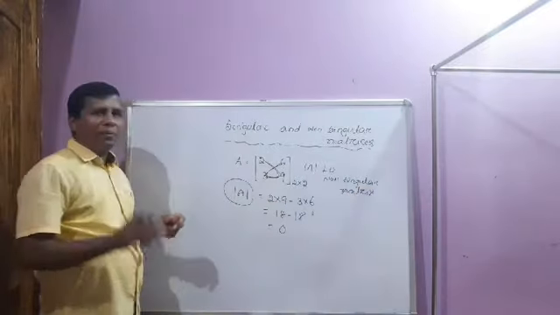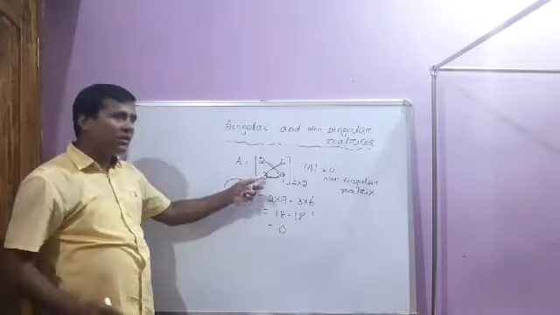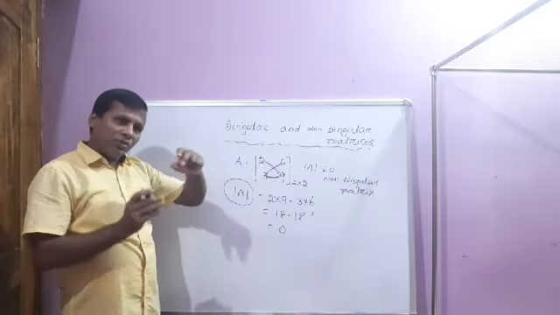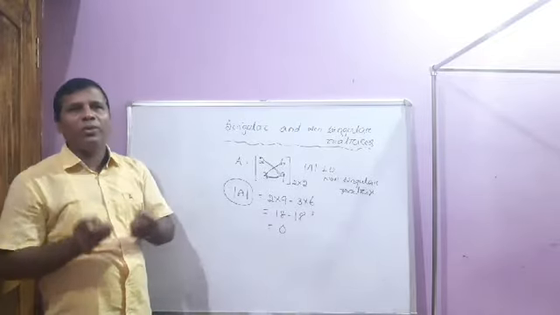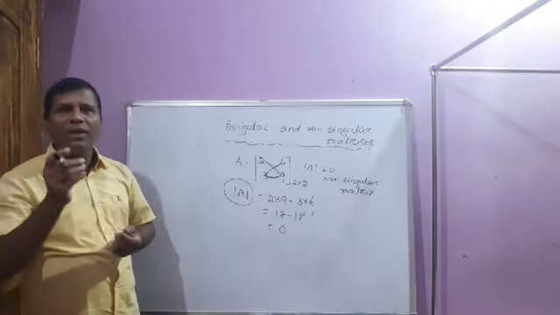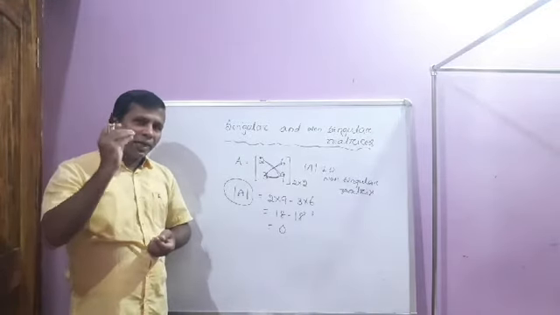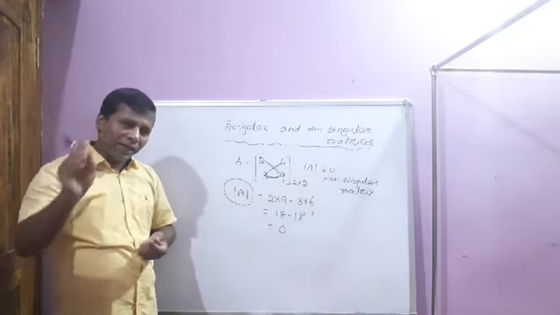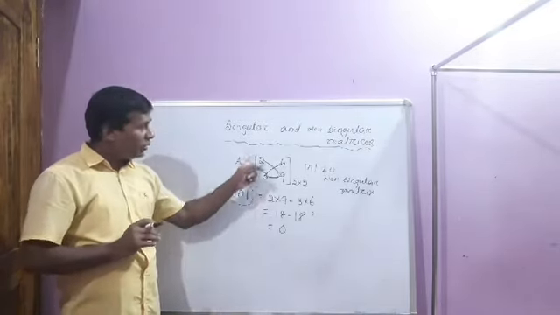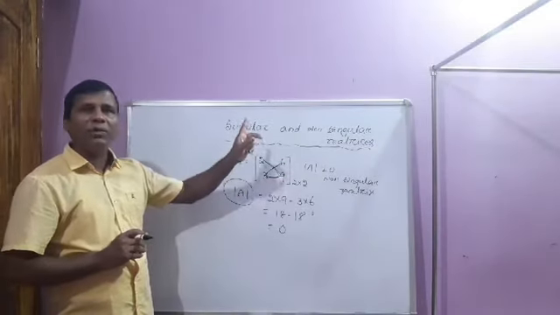For a singular matrix, it must be a square matrix. If rows and columns are equal to each other, if m is equal to n, that kind of matrix is known as a square matrix. If any square matrix has a determinant value equal to 0, that is a singular matrix. But when that value is not equal to 0, that is a non-singular matrix.